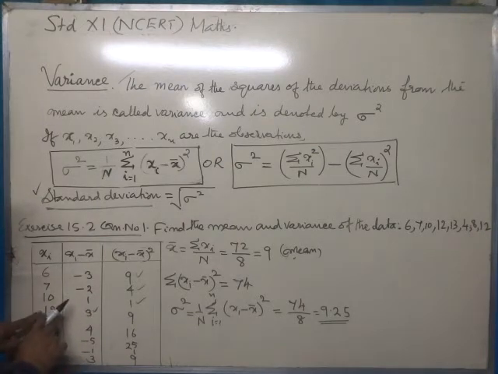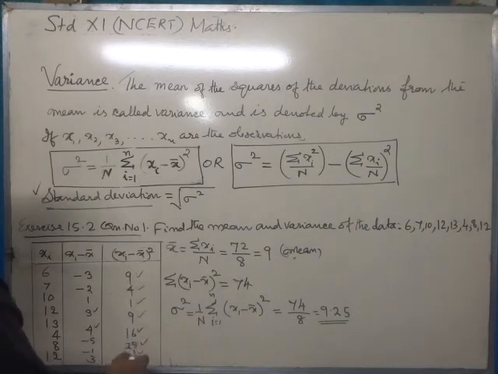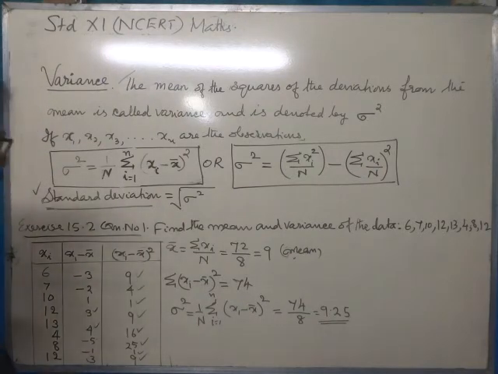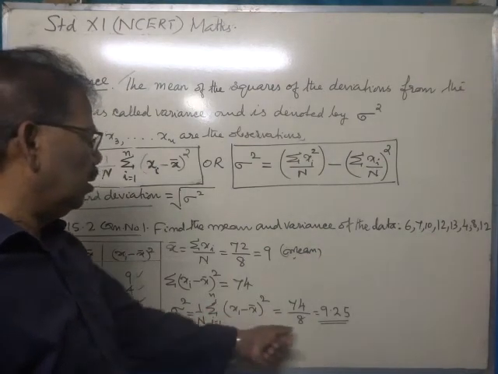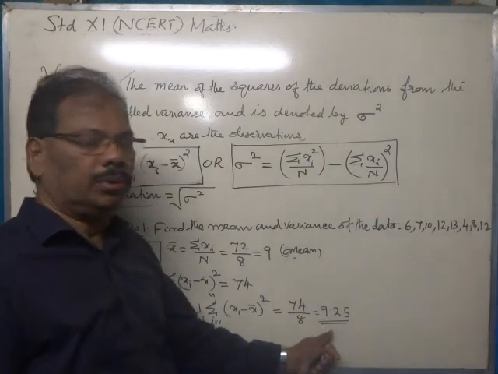Subtracting 9 from 12, we get 3. Square is 9. Here it is 4. Square is 16. Here it is minus 5. Square is 25. Here it is minus 1. Square is 1. And for the last figure, 12 minus 9 is 3. Square of it is 9. Adding them together, we get 74. Therefore, the required variance is 74 divided by n. N is 8. 74 by 8 is 9.25.